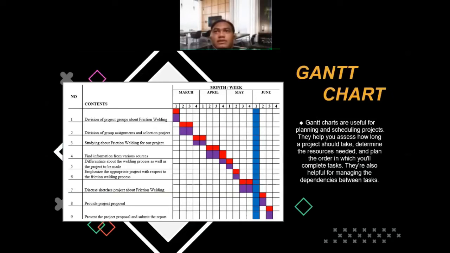Okay, this is our Gantt chart. Gantt charts are useful for planning and scheduling projects. They help you assess how long a project should take, determine the resources needed, and plan the order in which you will complete tasks. They are also helpful for managing the dependencies between tasks.